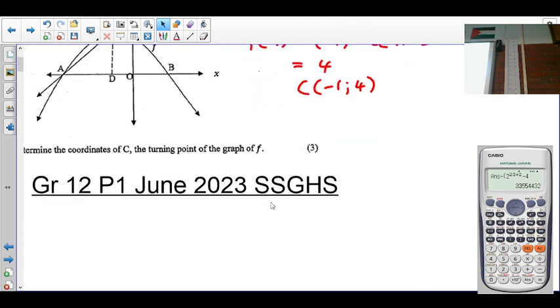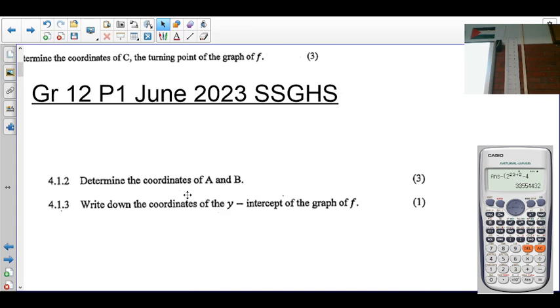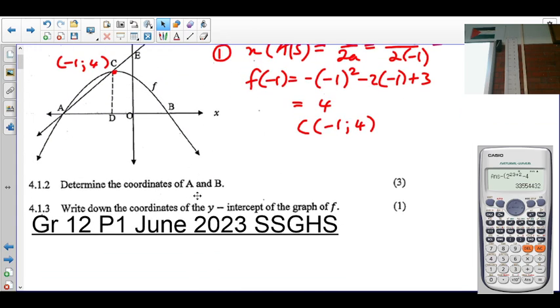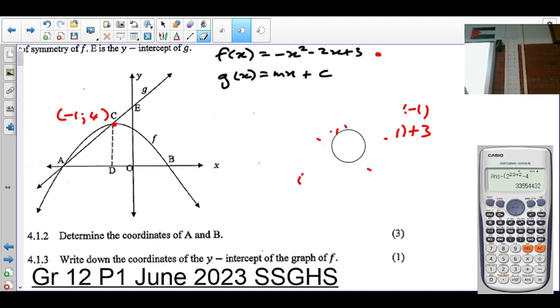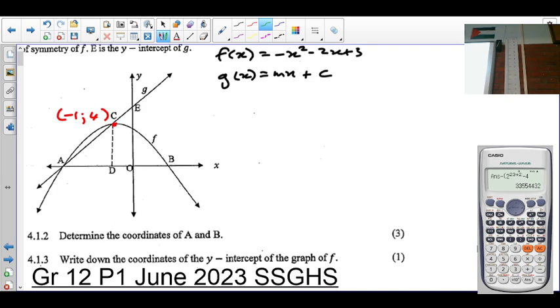Let's look at the second question. The second question says, so now as you can see, I wrote negative 1 and 4 on the diagram so that I can just erase this and keep the diagram in focus. Okay. In 4.1.2, determine the coordinates of A and B. Again, for A and B, it is your x-intercept of g and f. I don't have the equation of g. Even if I had, I'm going to still work with f because I need to pick up B anyway. Okay? So I do x-intercept.